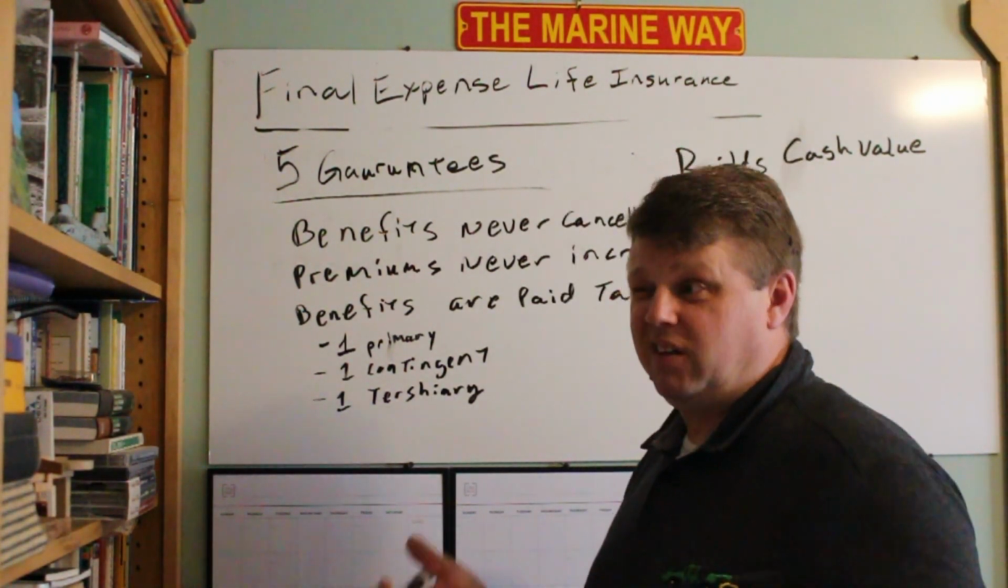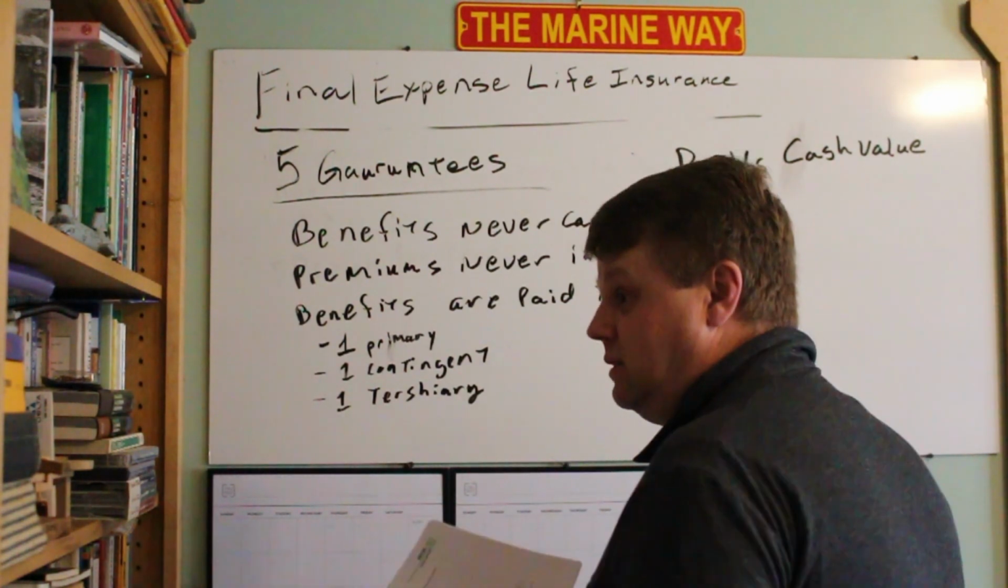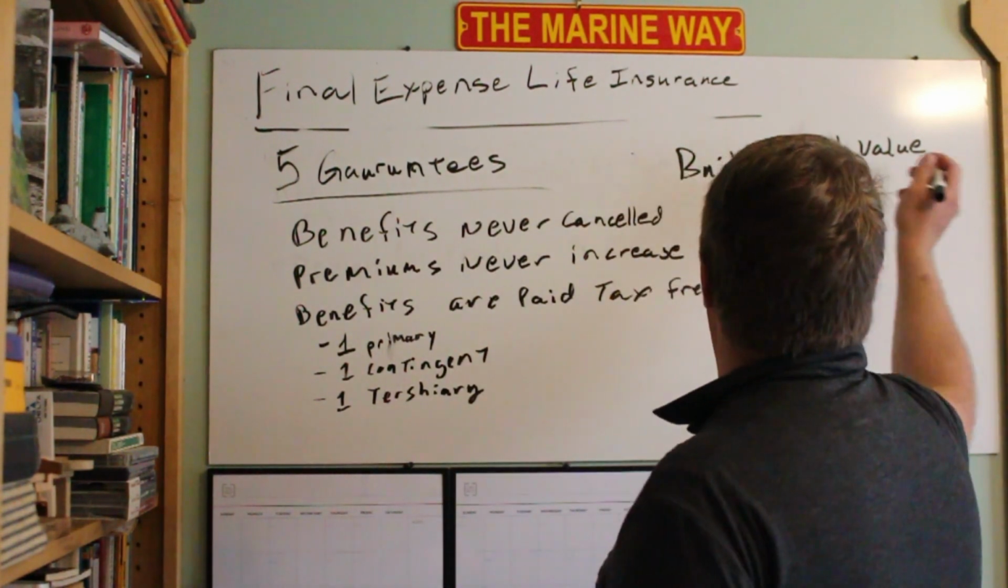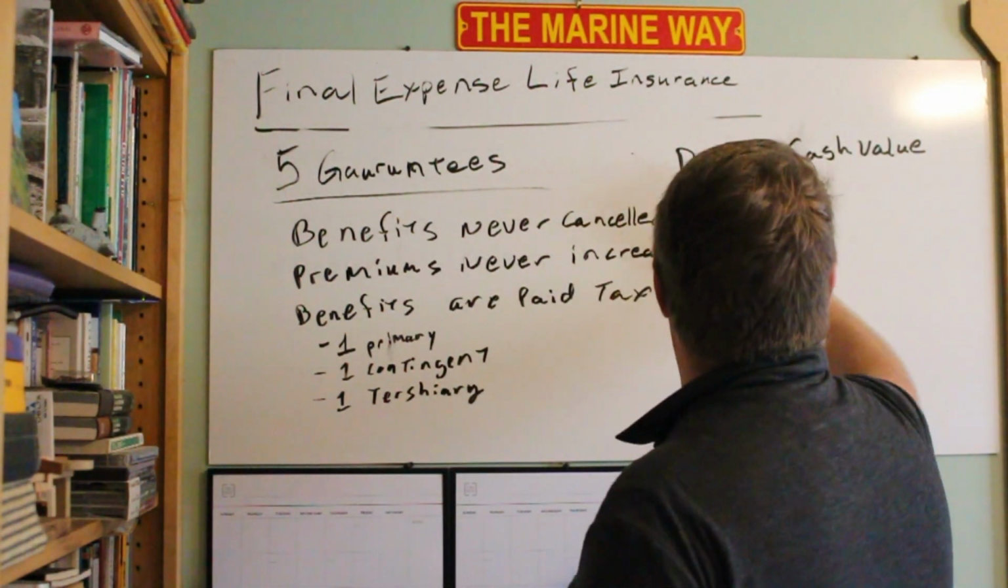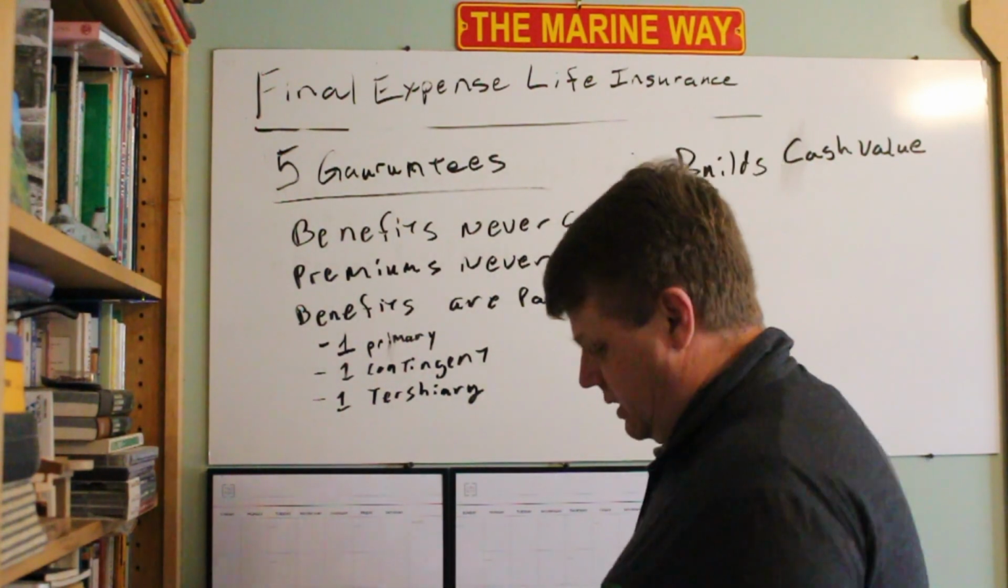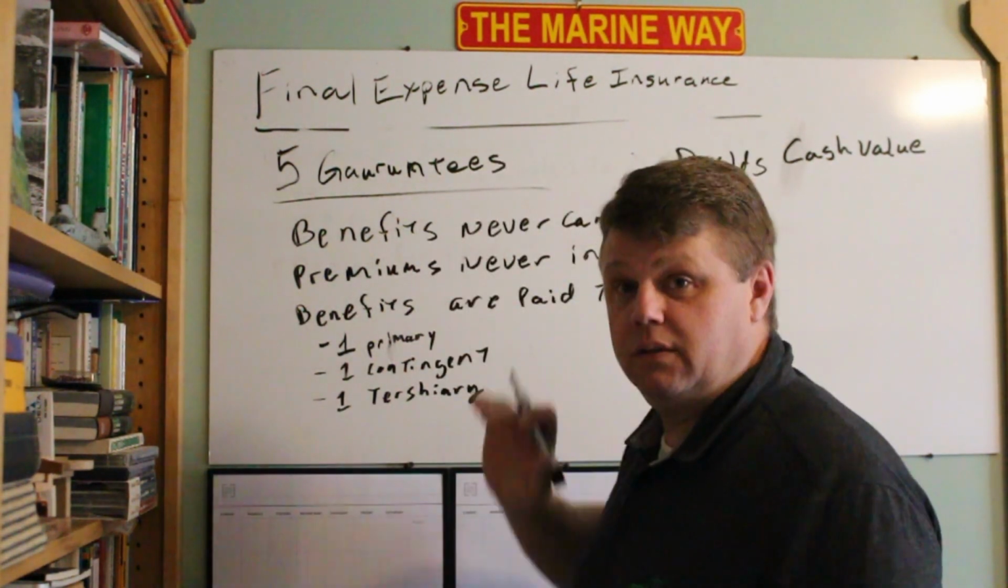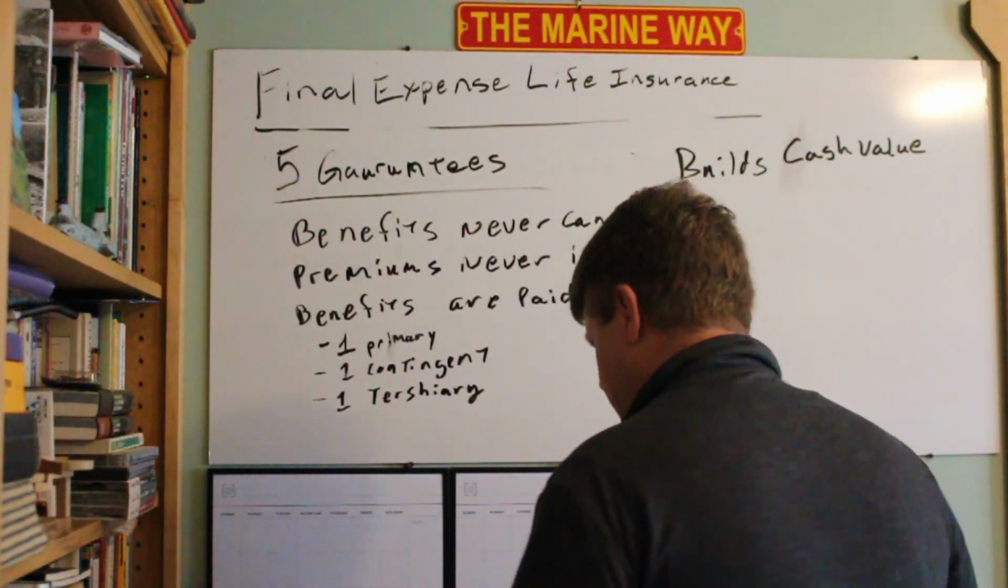Recently paid a claim with 12 beneficiaries on the policy. Every grandkid. It was cool. Give the kids a nice little boost for college. Now, it also builds cash value. Alright, so those are the guarantees with final expense.